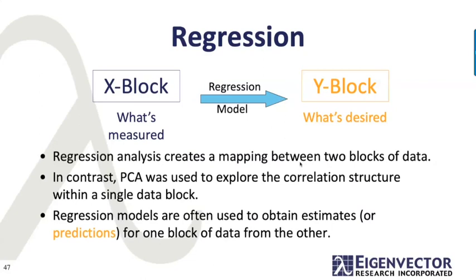Regression models are often used to obtain estimates or predictions for one block of data from the other. And of course, the reason why we do this is because it's easier to take spectra than it is to do the wet chemical method that we often need to get what's over here in the Y block. Let me turn my laser pointer on. That'll help. So it's generally easier to measure this than this. And so that's why if we build a model that relates the spectra to that, then we can just use this part here instead and infer this.